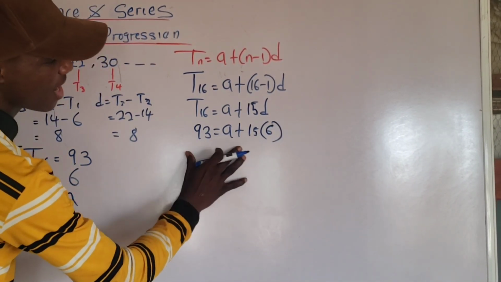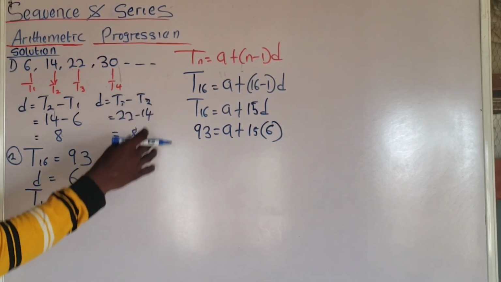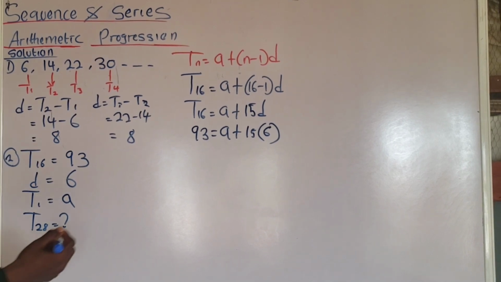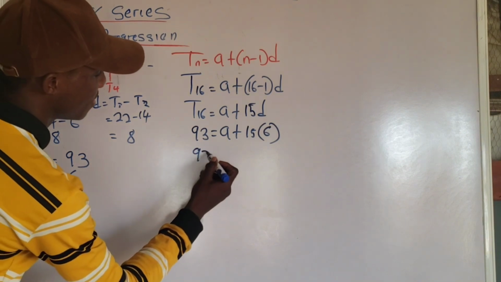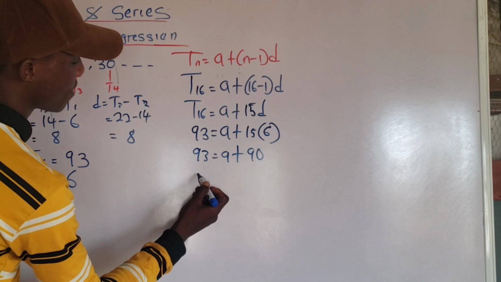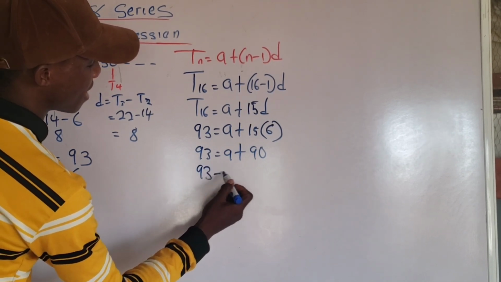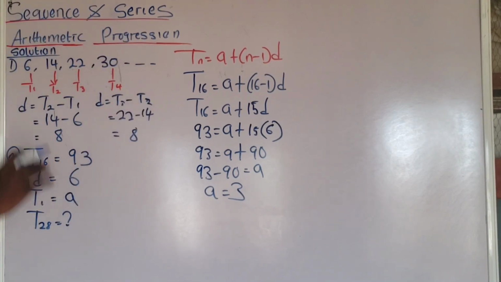Now, we have arrived at a simplified version of this equation. You understand? So from this you can easily get the value of a. All you have to do is just take the product of 15 and 6. 15 multiplied by 6 is 90. So I'm going to have 93 equals a plus 90. So just collect the terms. I'm going to have 93 minus 90 equals a. So a equals 3. You understand? So the first term that we are asked to determine is 3.